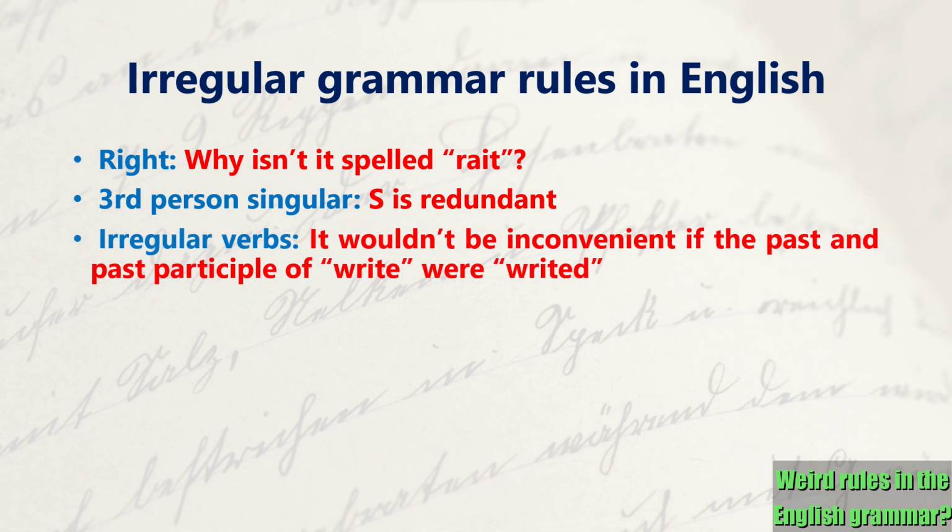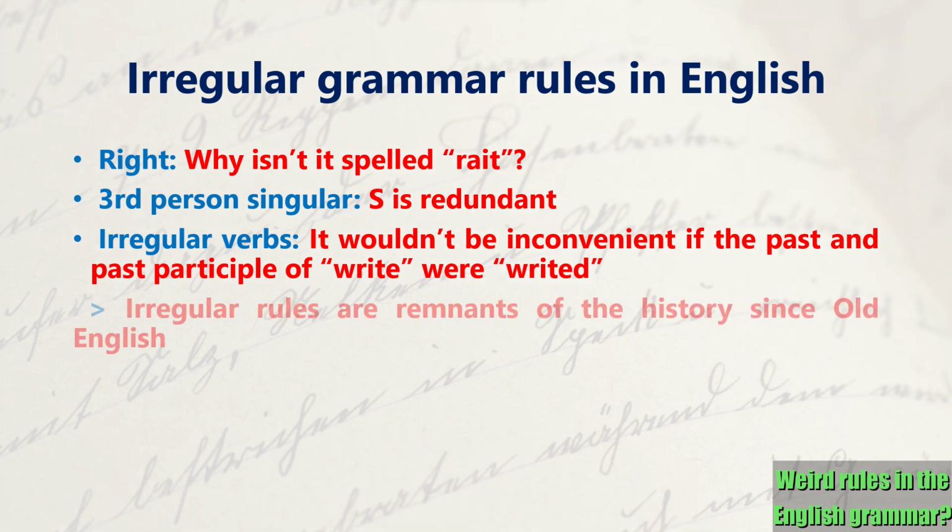Furthermore, English has many irregular verbs, and there would be no difficulty in understanding if all of them were conjugated regularly. For example, nobody would misunderstand if the past tense and past participle of the verb write were "righted." Nevertheless, we can explain why such irregularities are found in spelling and grammar by reviewing the history of English back to Old English.